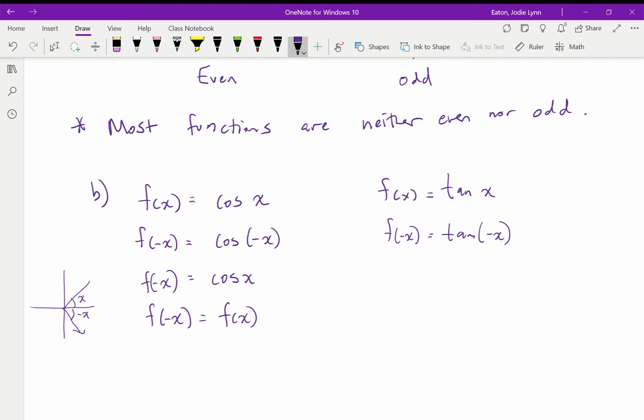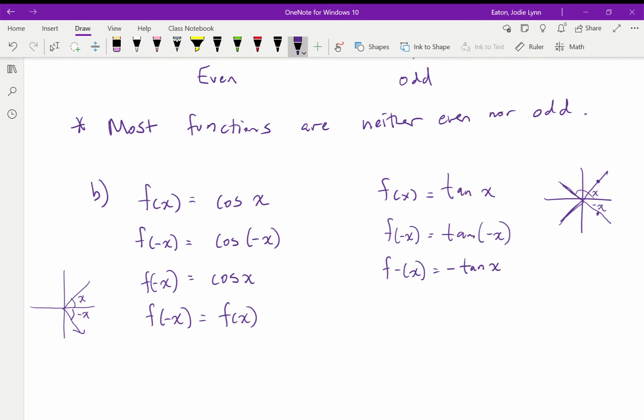So if we look here at our angle x and minus x for tangent, we'll have the same reference angle, so it's going to be the same number, but the tangent is going to be negative. Similarly, let's say x was in quadrant 2. Then quadrant 2 would have a negative tangent, but quadrant 3 would have a positive tangent. So f of negative x equals negative tan of x. It's always going to be the opposite if you take the negative angle.